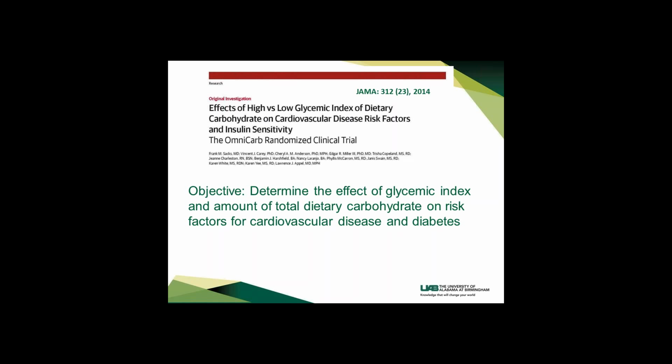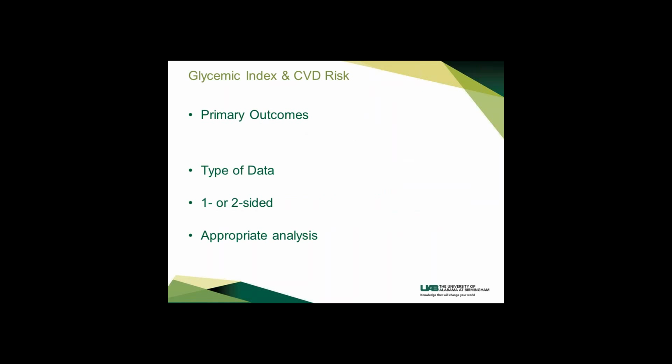So their objective, and actually JAMA papers are great because the objective is stated front and center in the abstract. So their objective, as they've described it, is to determine the effect of glycemic index, an amount of total dietary carbohydrate, on risk factors for cardiovascular disease and diabetes. Okay, so the first thing I want to point out in their objective is they are looking at two things, right? They're looking at glycemic index and total amount of dietary carbohydrate, okay? And then their outcome, we'll get there. Okay, so what's their outcome?